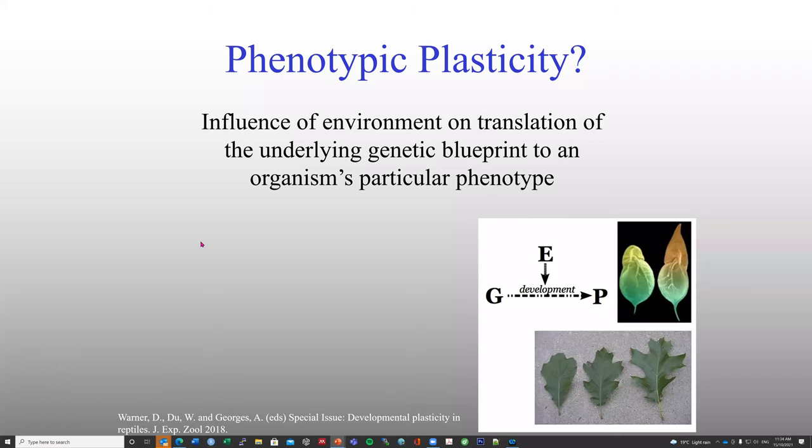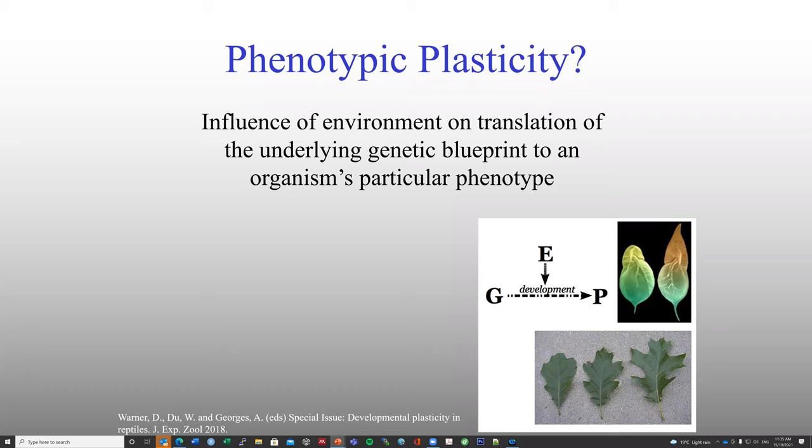I'd like to try and make a connection across to a broader audience. And I'd like to do that by introducing the concept of phenotypic plasticity, which would be familiar to all of you. Phenotypic plasticity is the influence of environment on the translation of the underlying genetic blueprint of a species to the organism's particular phenotype.